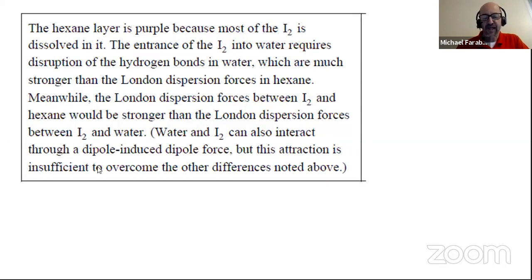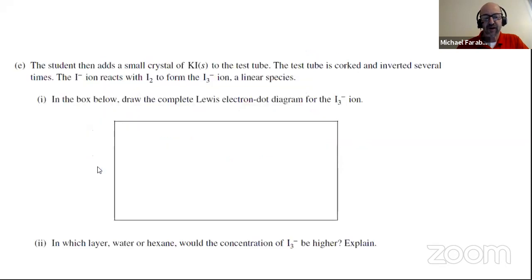All right, there was also a Lewis electron dot structure you had to draw here for the I3 negative ion. It says the student adds a small crystal of potassium iodide to the test tube. The test tube is corked and inverted several times, and the I3 minus is formed. And it's a linear species. I'm showing 3 iodines in a row with a negative charge on the outside.